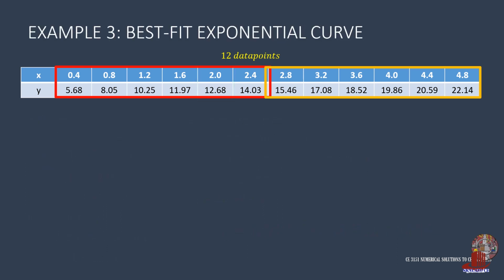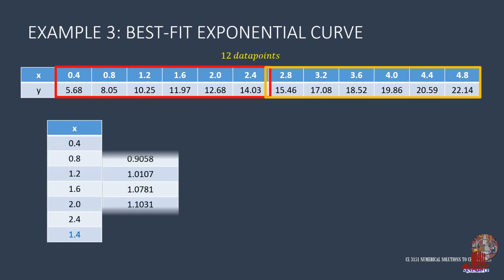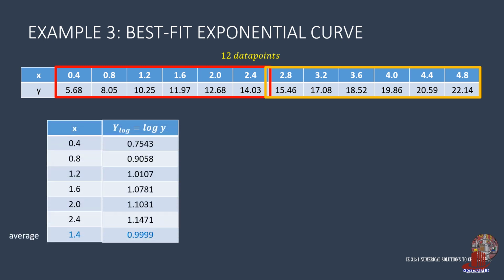Moving on to solve the best fit exponential curve. At this point, we are going to use the columns of the original x and the logarithmic y. From the first group, we have the average of x as 1.4 and the average of logarithmic y as 0.9999. So the first equation is taken as 0.9999 as equal to 1.4a plus b.